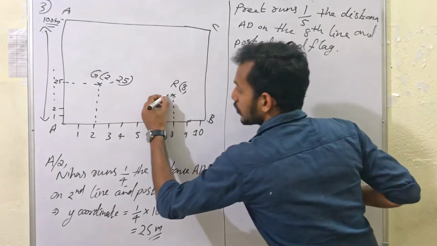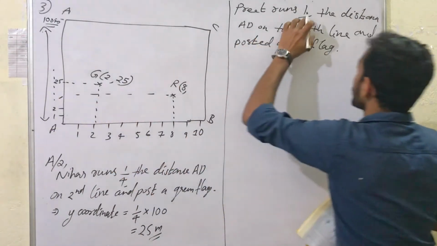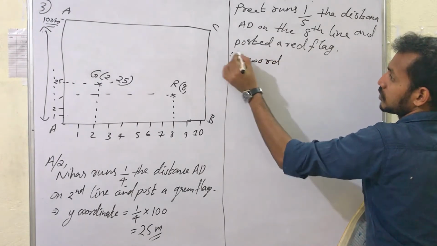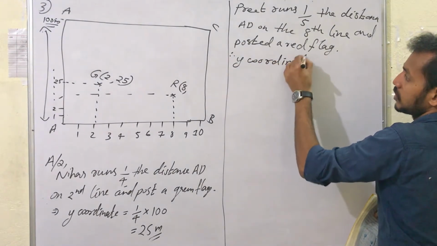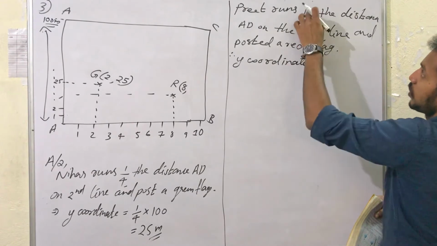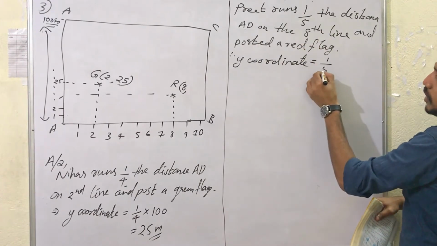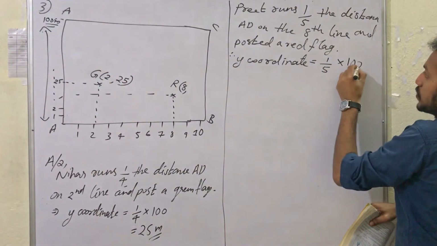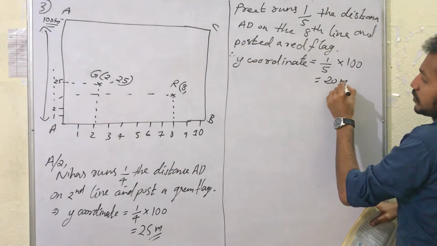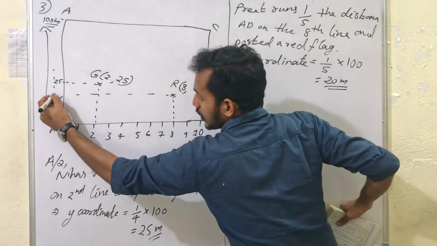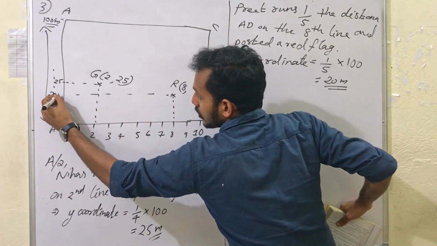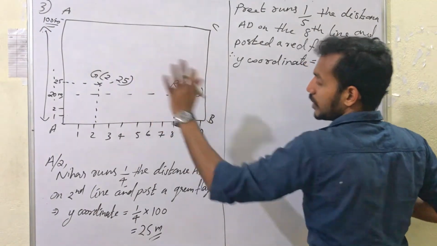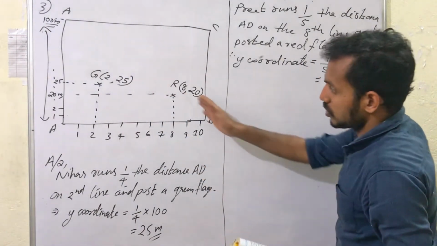Then what will be the y coordinate? Further condition is given, y coordinate is equal to 1/5 of AD, that is 1 by 5 into AD, total distance is 100, which is equal to 20 meter. So the y coordinate is 20. Now we have got the coordinates of these 2 points.